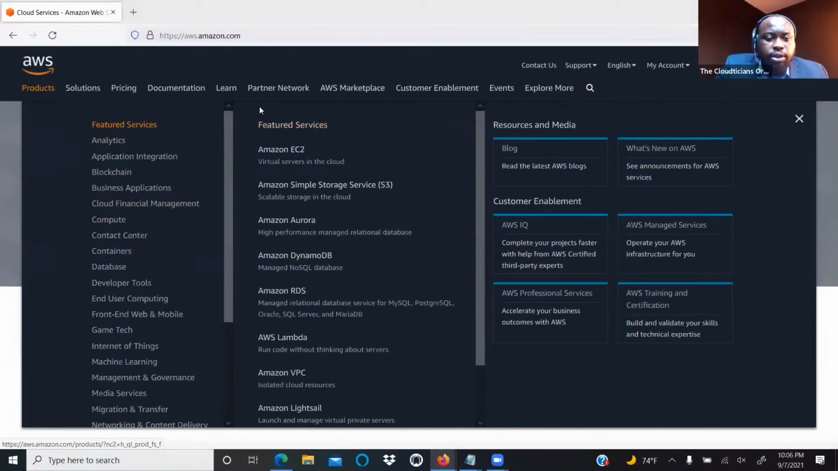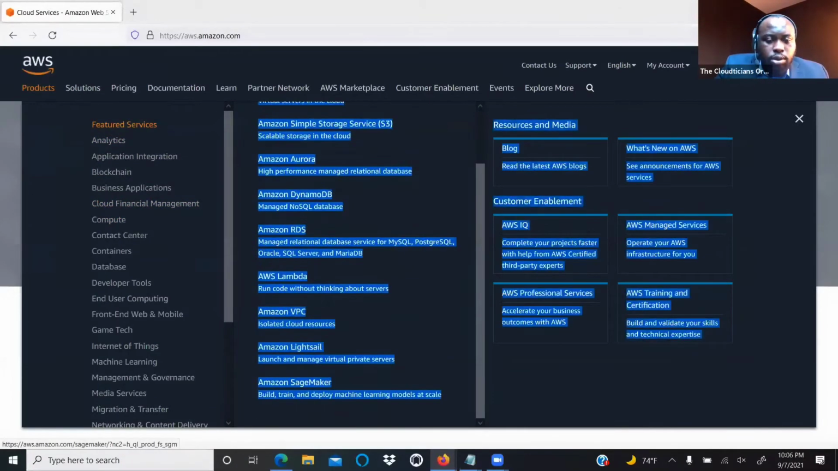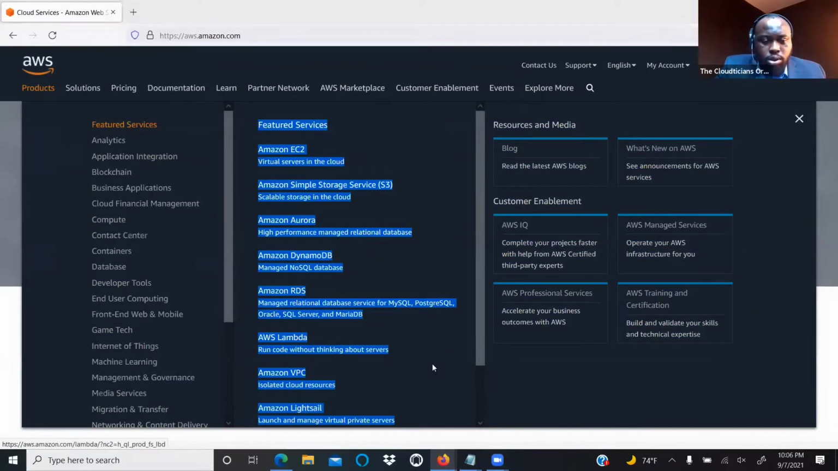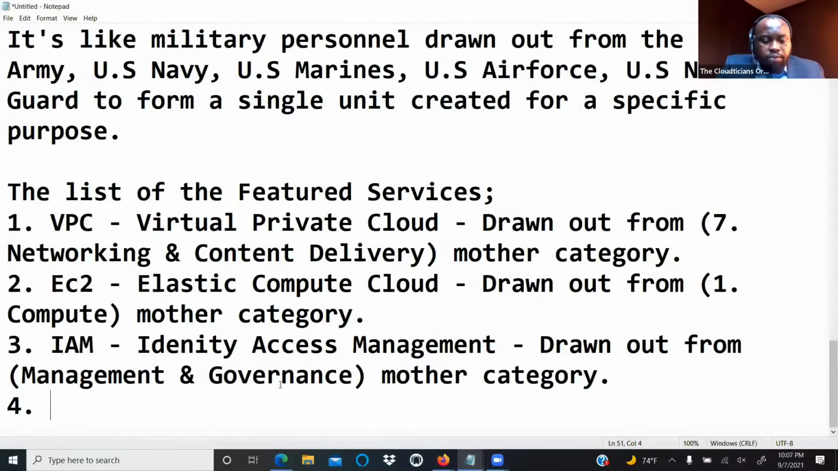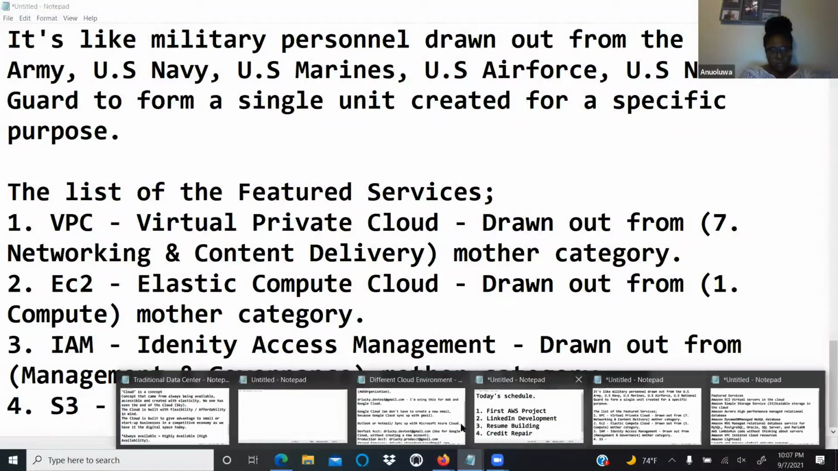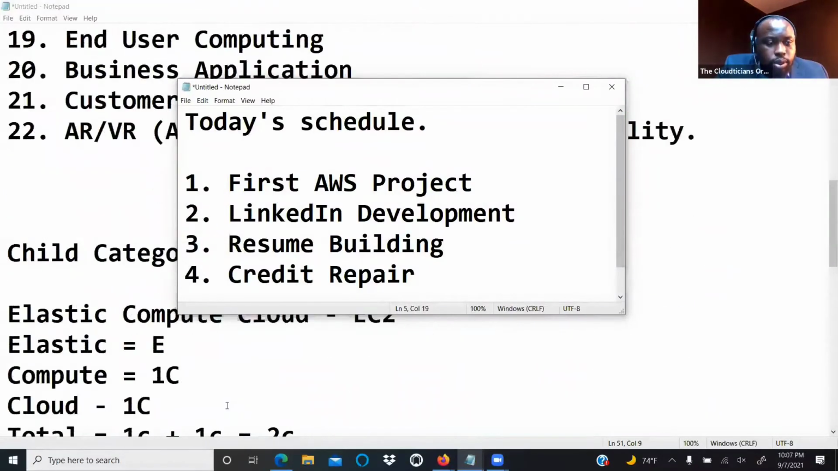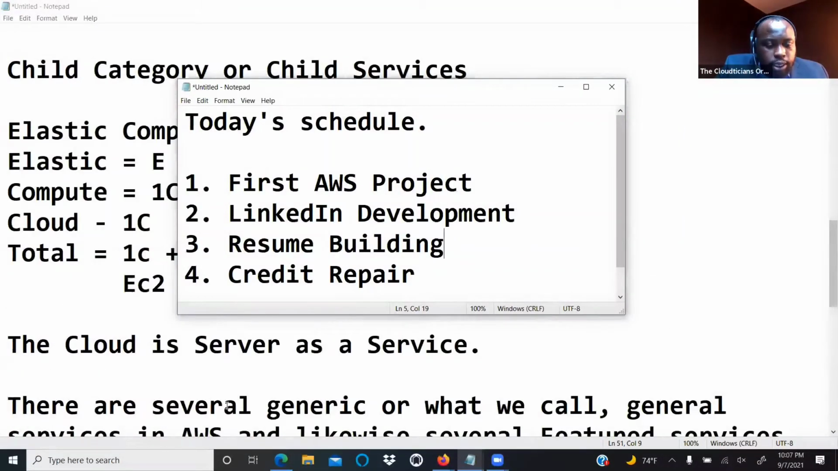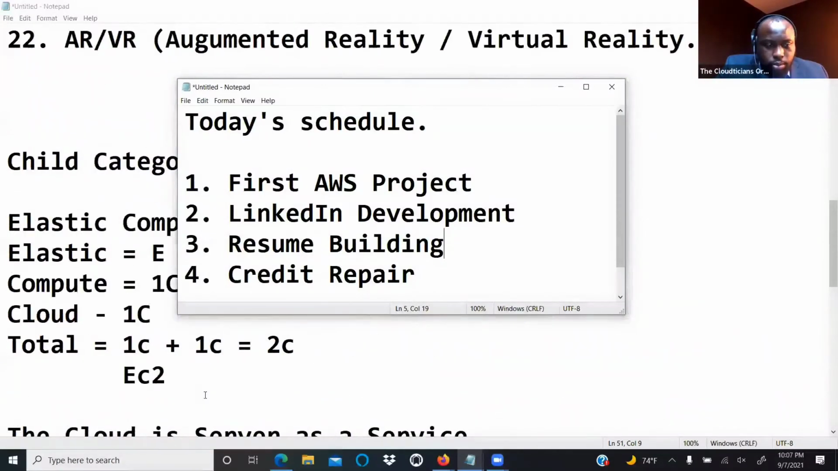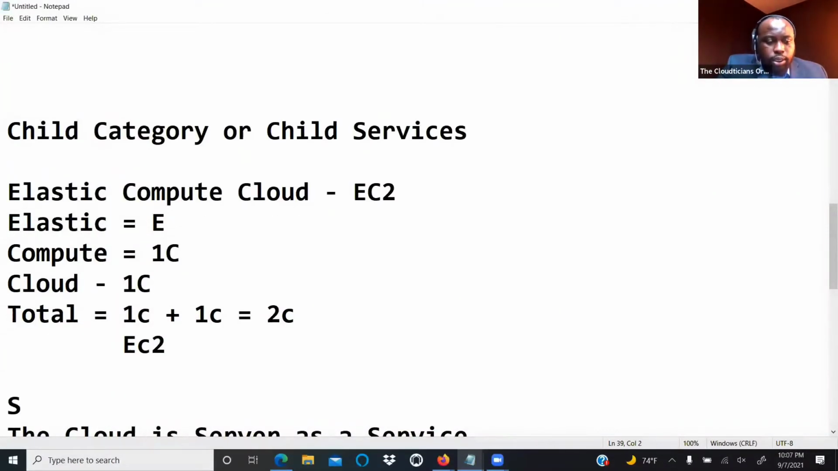See, featured services. Not the focus. Number 4, S3. The S3 thing is the same as EC2. I did this math, right? It is simple.